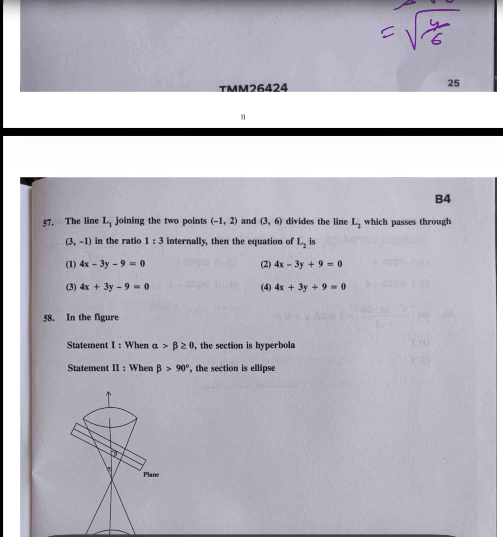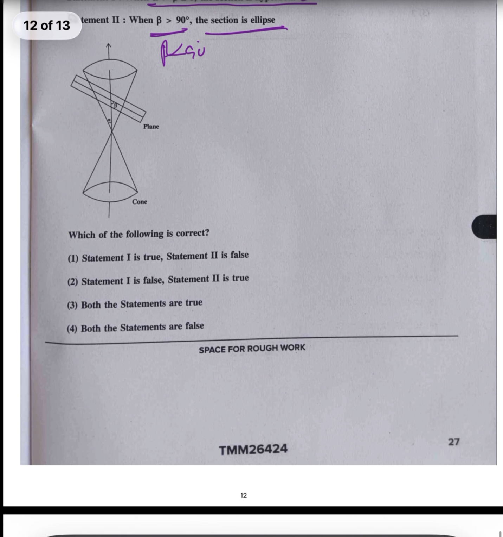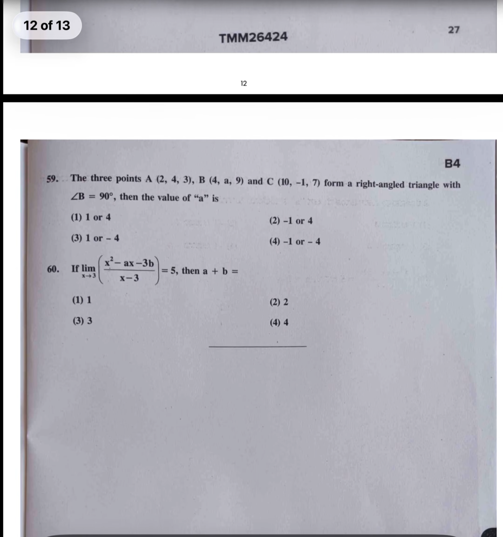Next, 57. We can solve this question by using verification, because they have given L2 which passes through 3 comma minus 1, and we want the equation of L2. I can choose the first option, for suppose 12 plus 3 minus 9 not equal to 0, wrong. So this one also wrong. Here 12 minus 3 minus 9 equals 0, so option 3. Now here alpha greater than beta greater than or equal to 0, the section is hyperbola, correct. Here for section ellipse there should be beta less than 90 degrees. So statement 1 is true, statement 2 is false.